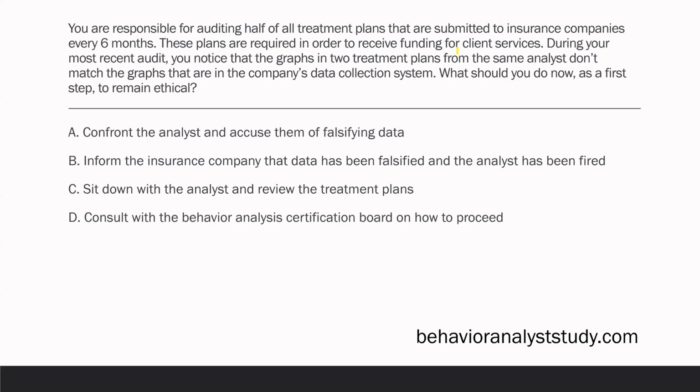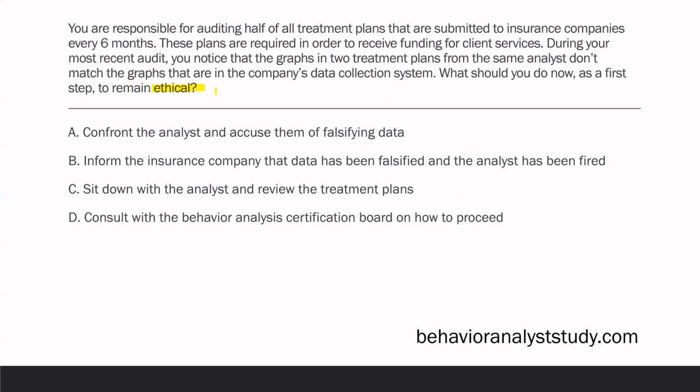You are responsible for auditing half of all treatment plans that are submitted to insurance companies every 6 months. These plans are required in order to receive funding for client services. During your most recent audit, you noticed that the graphs in 2 treatment plans from the same analyst don't match the graphs that are in the company's data collection system. What should you do now as a first step to remain ethical? So we have an ethical question, and it appears there might be a potential breach of ethics.